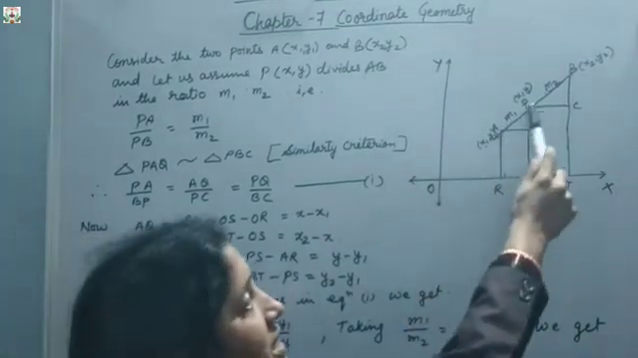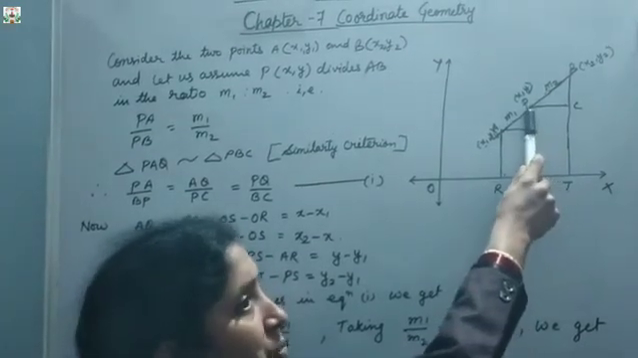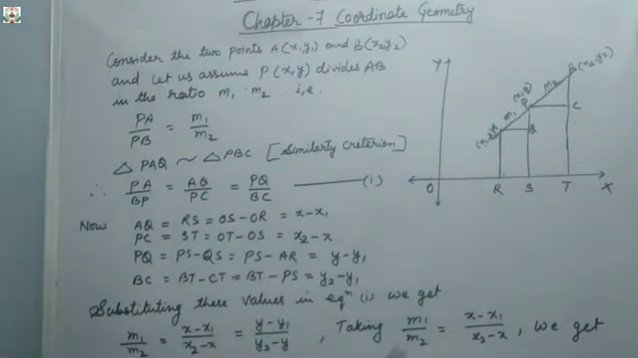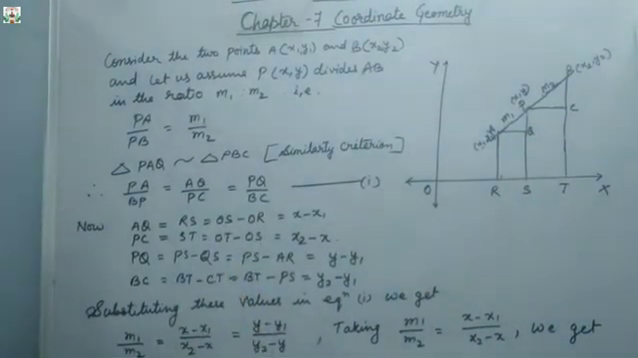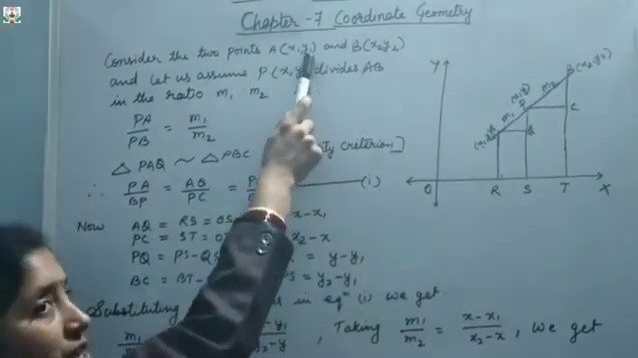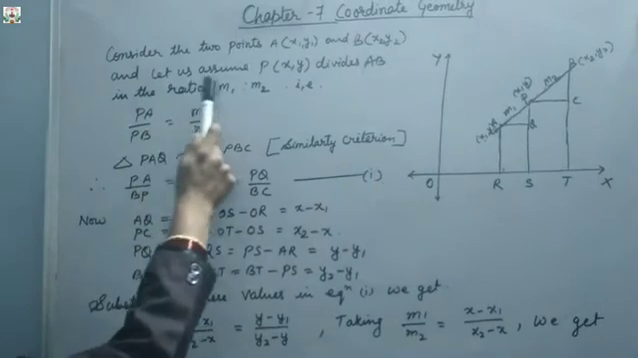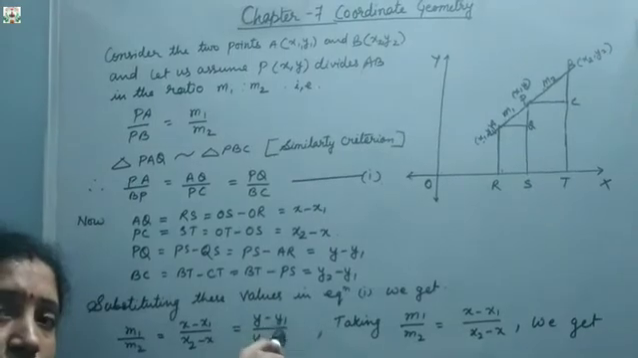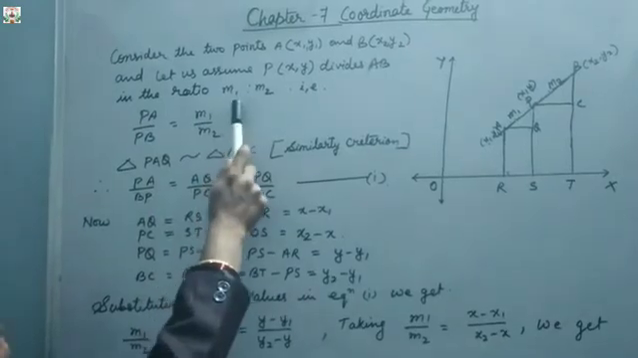The line is divided in the ratio m1 is to m2 by a point P whose coordinate is x and y. Let us assume that the coordinate of point P is x and y. Now see the explanation part of it. Consider the two points A as x1, y1 coordinates and B as x2, y2. Let us assume P is a point which divides the line in the ratio m1 is to m2.